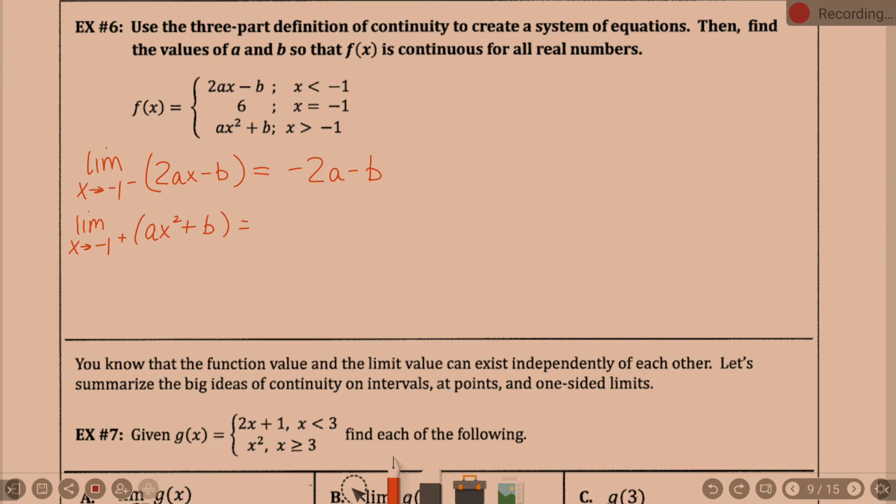Plug in the negative 1. Negative x squared, a plus a plus b. What? The negative 1 is going in for x, not a. Oh, yeah. I can't say anything because I am so guilty of making that mistake. There are so many letters right now. Got that one. Okay, now we have a system of equations.